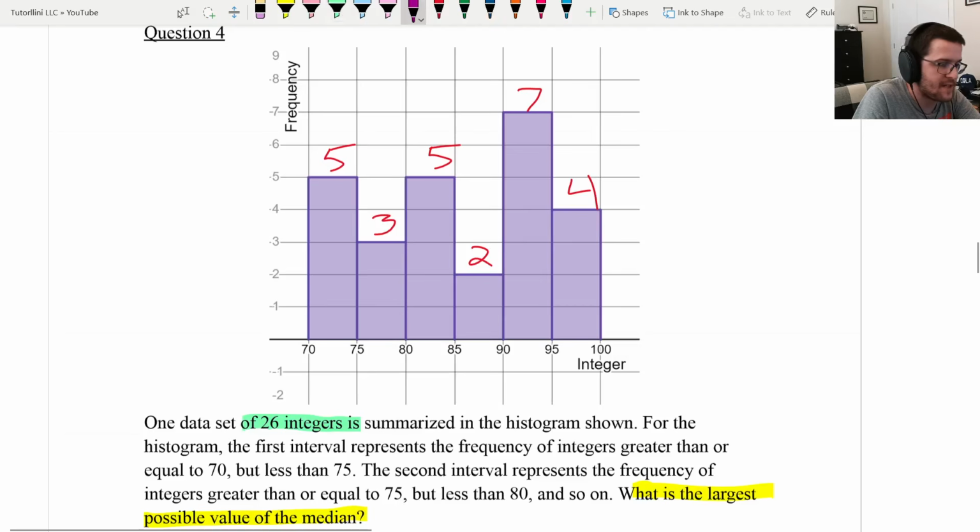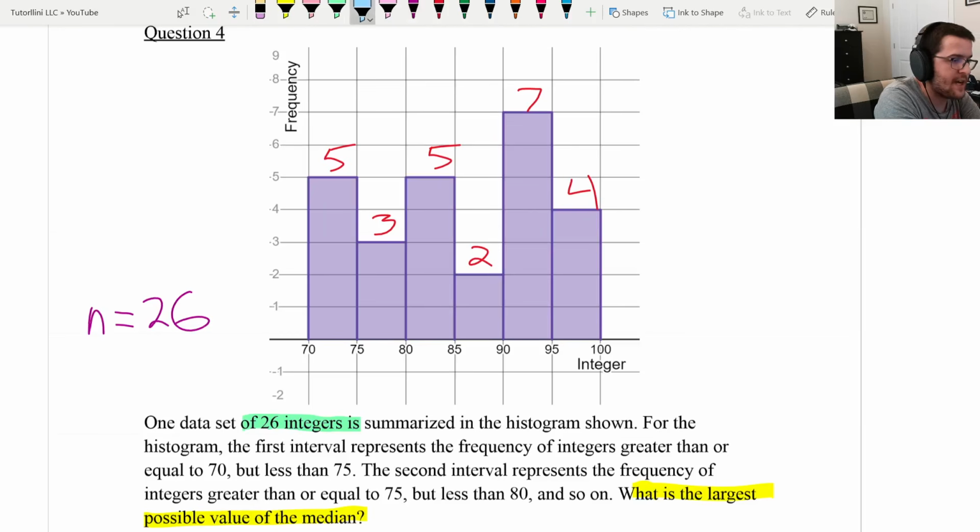Okay, so that is my sample size. That is my n. So I'm going to write that down. N equals 26. You also could have gotten that by adding all these up. You should get 26 if you do that, but why bother? They told us, right? Why would I waste my time adding all those up when they already told us?